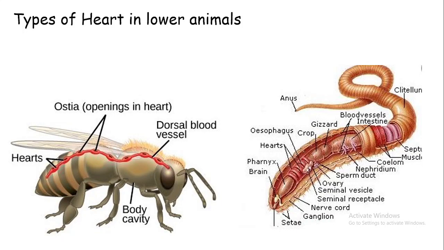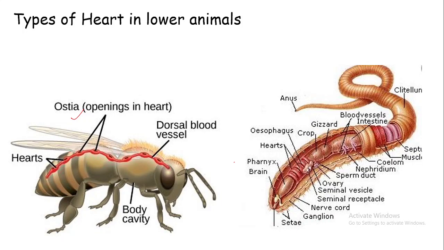Before that, let's see what types of hearts are present in lower organisms. We can see that there is an image of a honeybee given here. It is a tubular structure with openings called the ostia. These are the openings in the heart, and you can see that the heart is in tubular form. How does it exactly function?